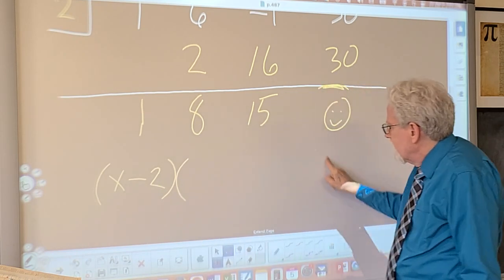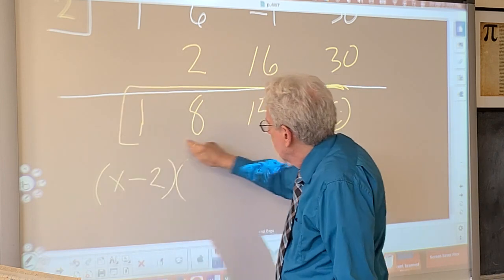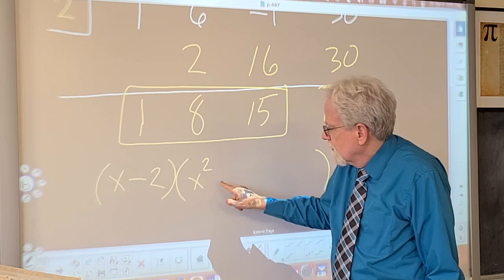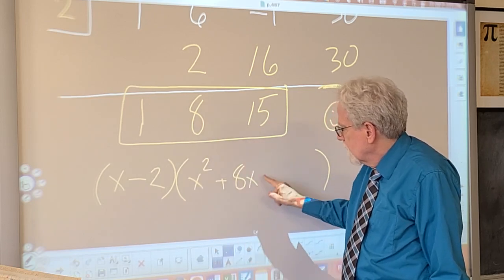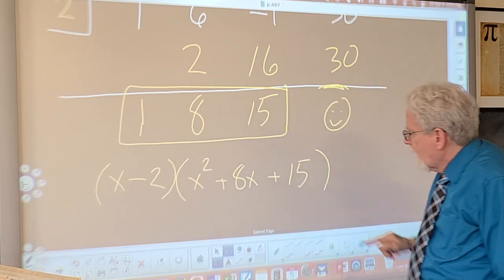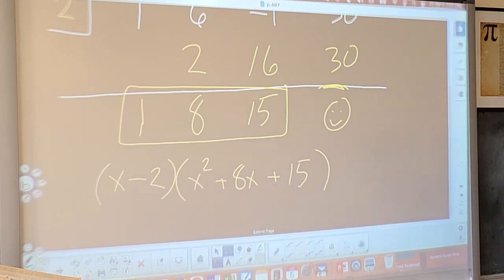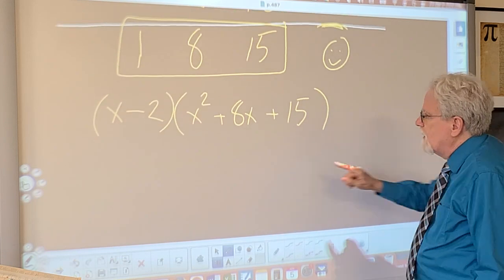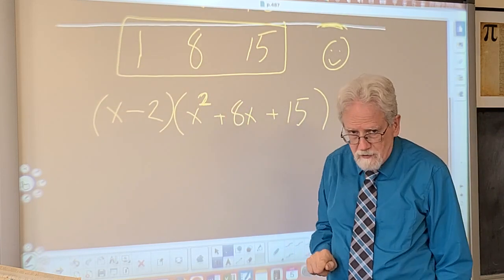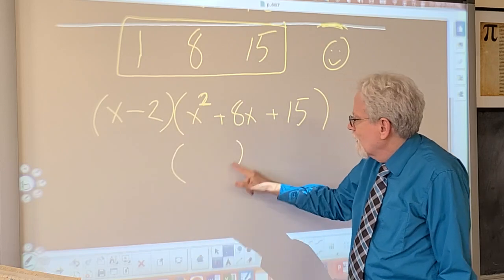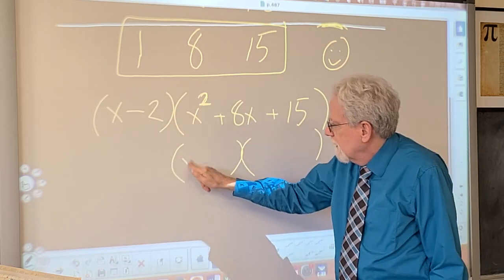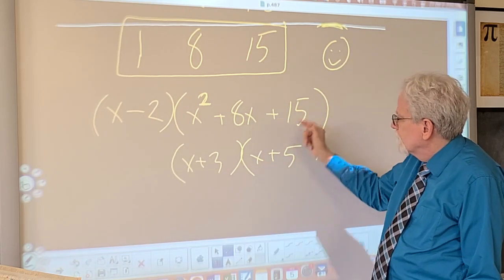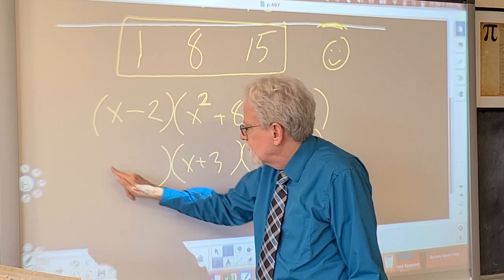What's the other factor? Well, here it is. So it's x minus 2 times 1x squared plus 8x plus 15. Now we could use synthetic division again to get the next step, but once you get it down to a quadratic, look how easy this thing is to factor. X plus 3 times x plus 5. 3 times 5, 3 plus 5. Don't forget to bring this guy down.